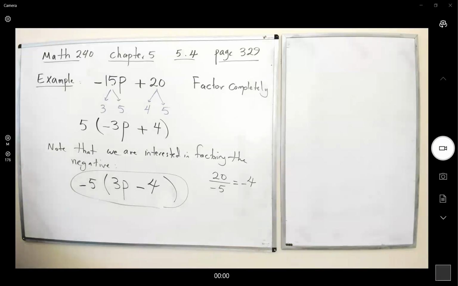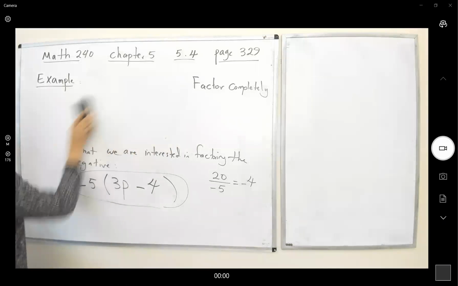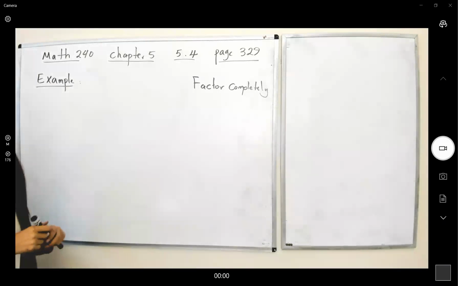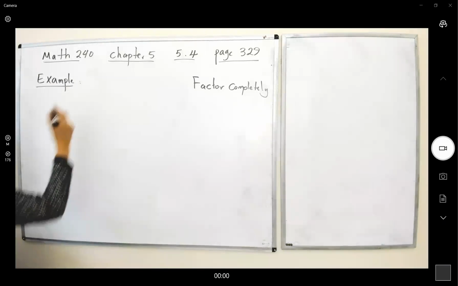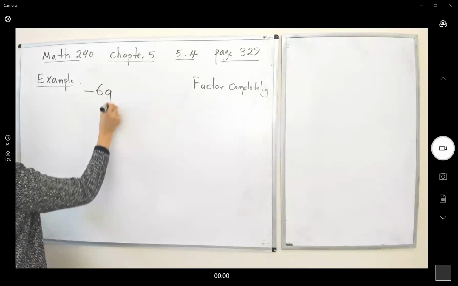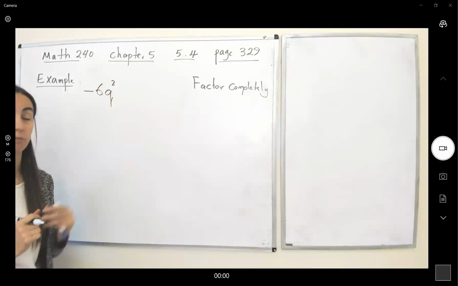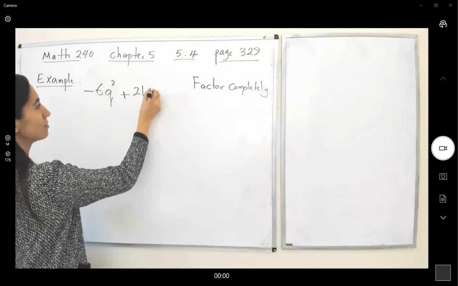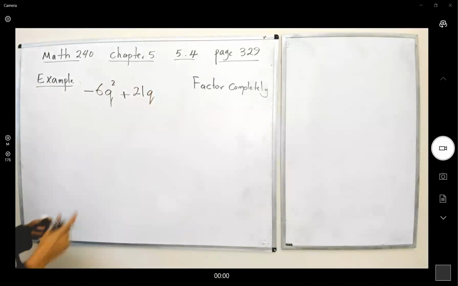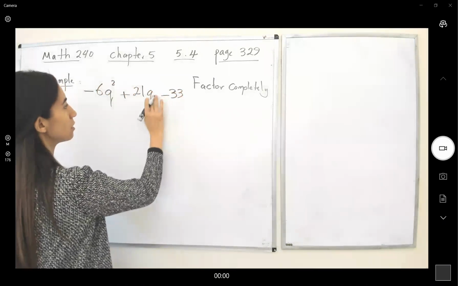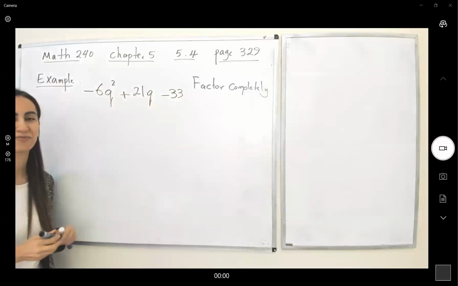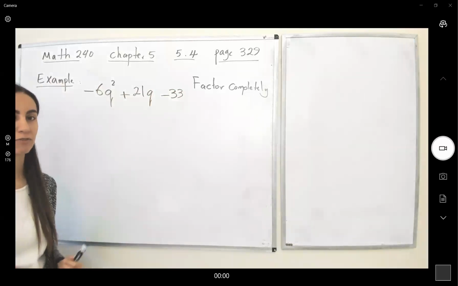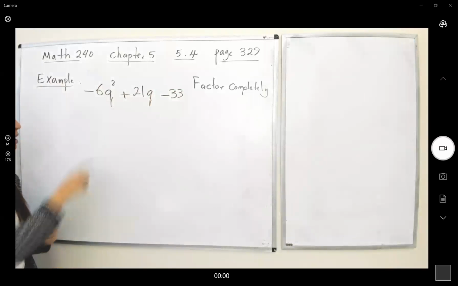Another example for you. Question says, factor completely. Very well. In this example, we have minus 6q squared. Our variable, free variable, independent variable is q, plus 21q minus 33. Very well. So as you guessed, my goal is to take out the negative number. So let's break this guy down.